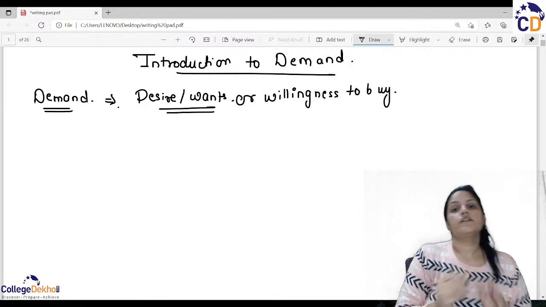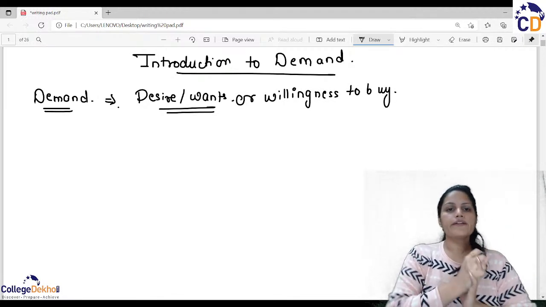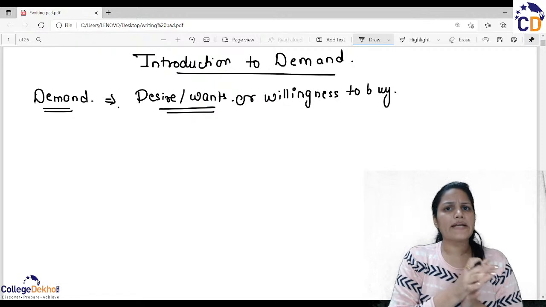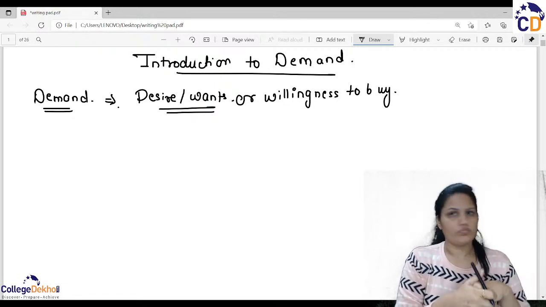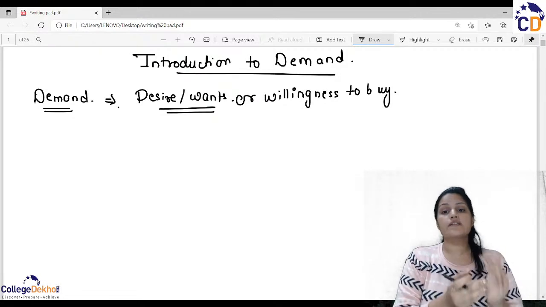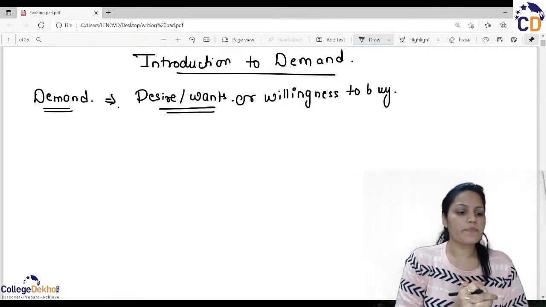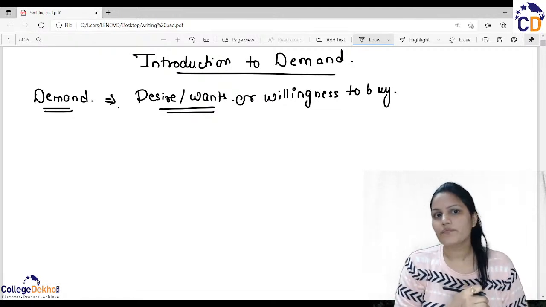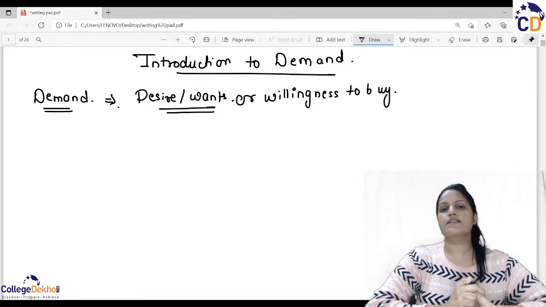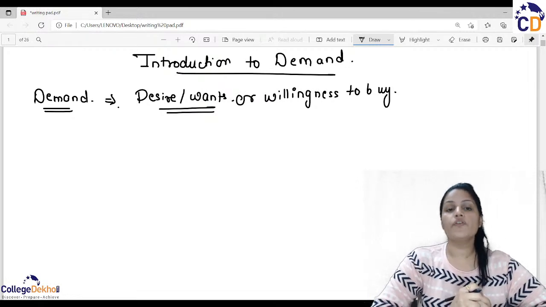It is what? A demand. So here is the word buy. Who can buy the item? Customer. Is the supplier a buyer? No. The supplier is the person who sells the item, and the buyer is the person who buys the item. So here demand means desire or wants or willingness to buy.